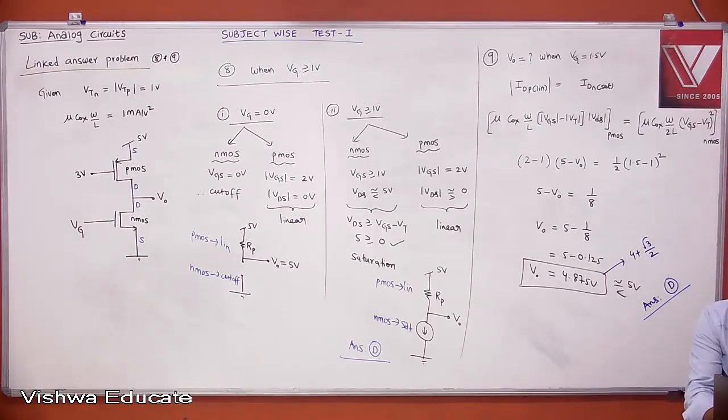Take it. After that, we will solve problem number 10. I hope everybody understood the procedure. If you want to solve the 9th problem, you should know the regions of transistors. Once you know the regions of the transistor, you equate the currents, because currents are the same, because those two are in series. Then if you equate, you will get the answer.